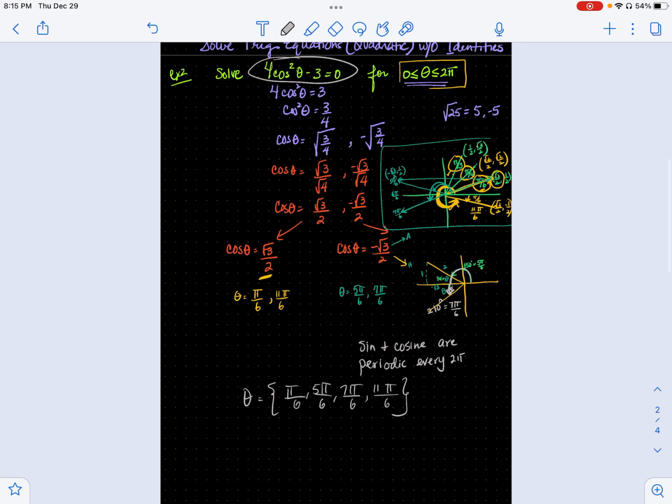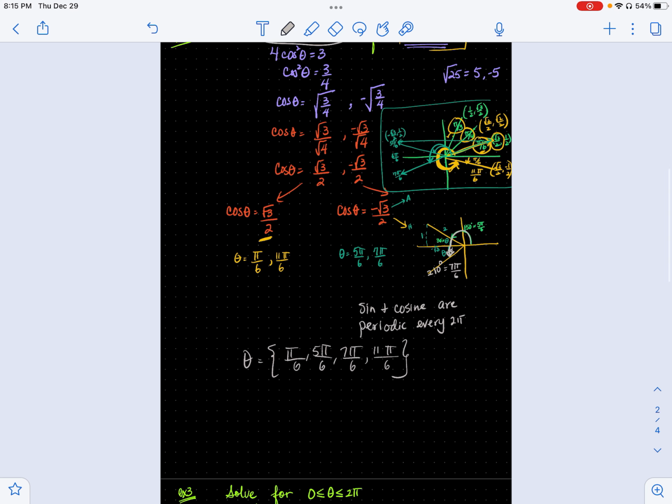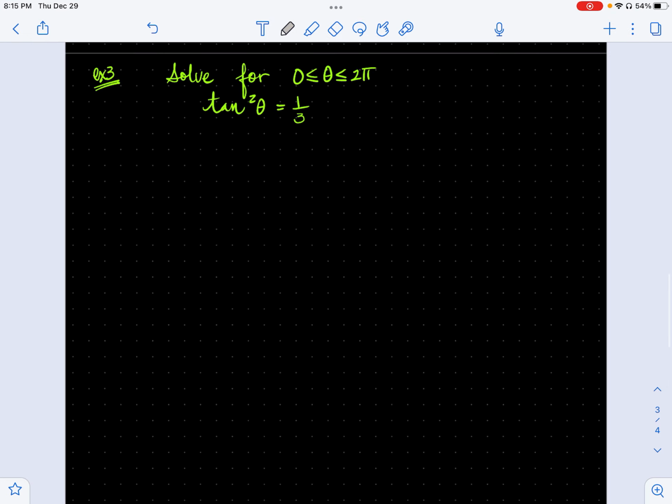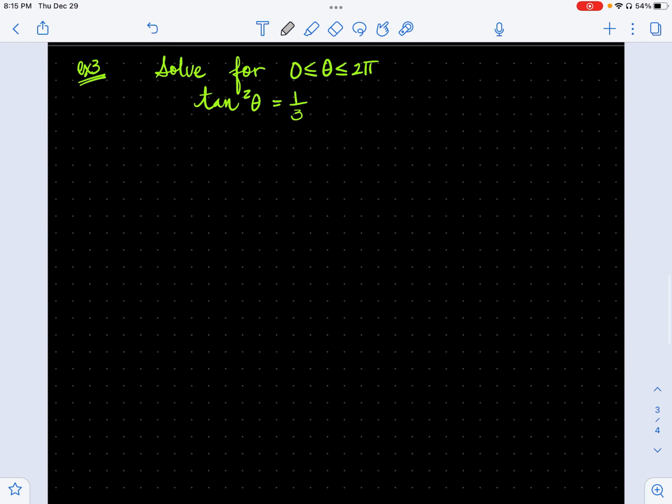In the same video, I'm going to give you another example, also quadratics, also without identities. This is very similar to the previous question, but I thought I'll throw in a tangent one as well. If you want to call x your tangent theta, then this would be x squared equals 1/3. And x would be square root of 1/3, and then negative square root of 1/3. Obviously, we're not going to put the negative inside the square root sign because that'll make it imaginary numbers. No, this is going to be on the outside.